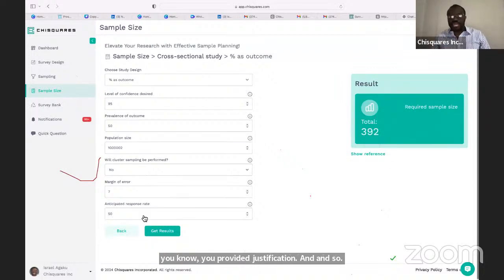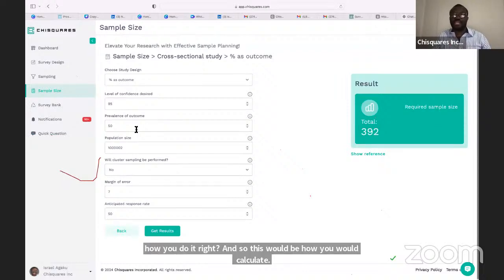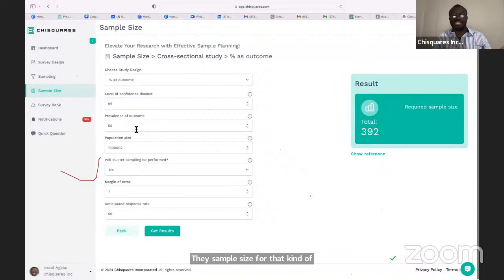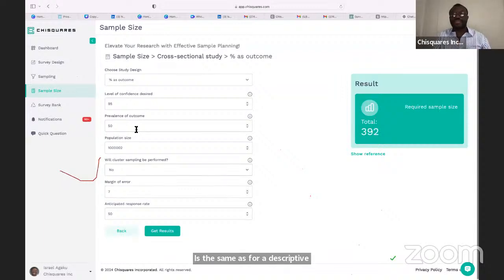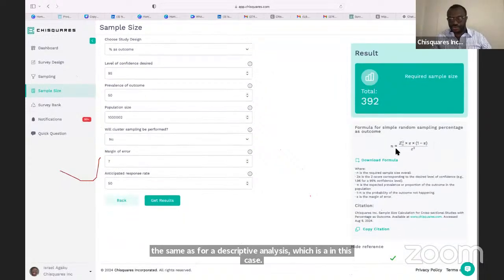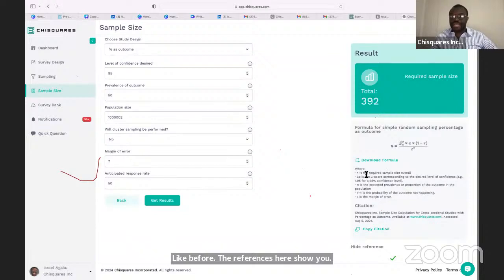And so this would be how you would calculate the sample size for that kind of context where you're just doing exploratory analysis. It is the same as for a descriptive analysis, which in this case is a survey. Like before, the references here show you the formula that was used, which you can download. It also explains what each of those parameters mean in the formula. Any questions on that?